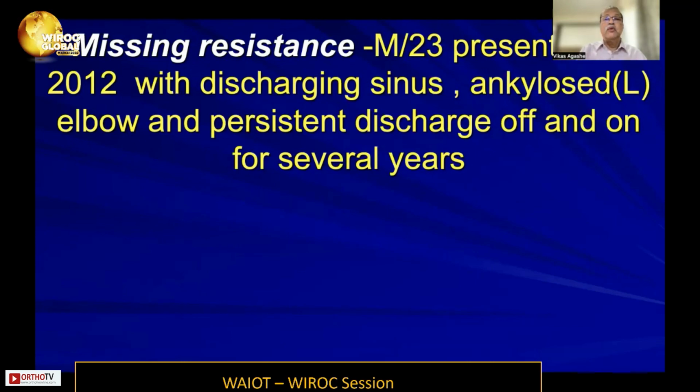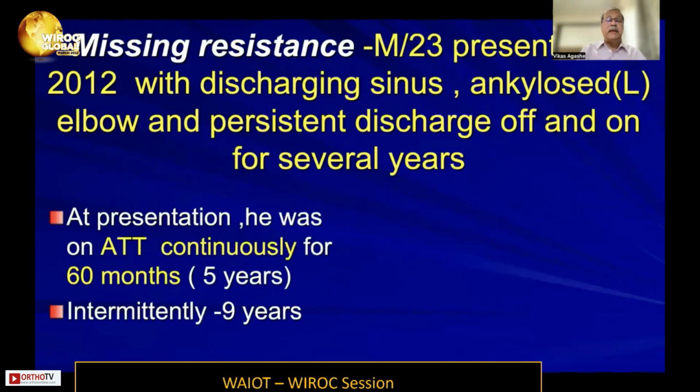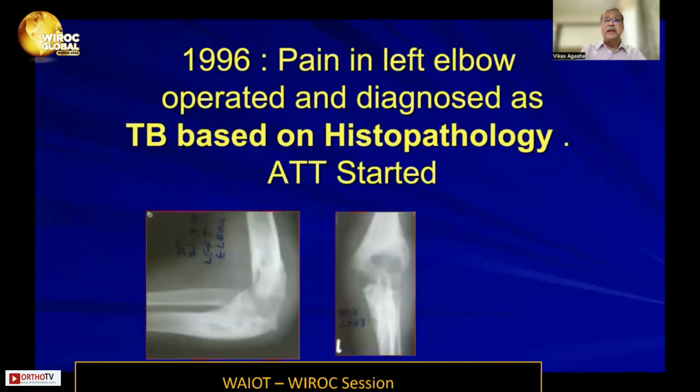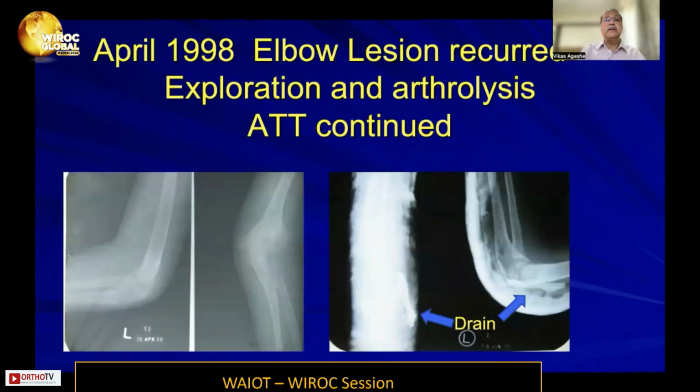This was a 23-year-old man who presented with discharging sinus and ankylosis of elbow off and on for several years. At present, he was on anti-TB drugs continuously for 5 years and intermittently for 9 years. Tracing the history, in 1999, he had pain in the elbow. He was operated and diagnosed as TB based on histopathology. He was started on anti-TB drugs.